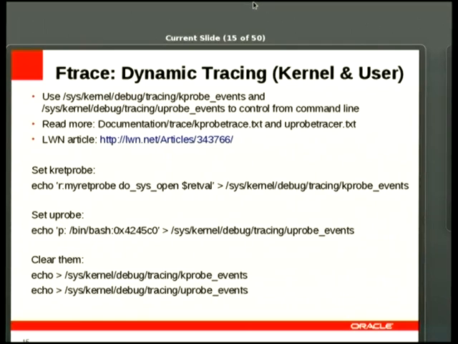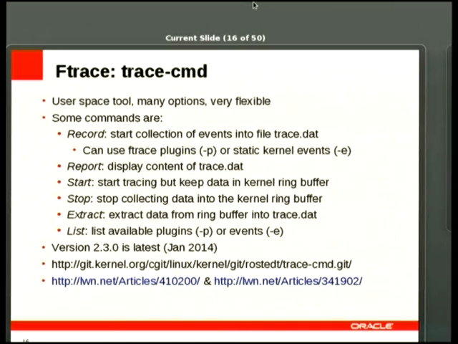You can also do the same for Uprobes. So if you want to put a probe in bash at that particular address, then you can store it into the probe events file, and then ftrace will go and read those files and do whatever it's told to do. And you can clear them by echoing nothing into the files. So pretty straightforward. The challenge, I would think, here for the user is to remember all the options and all the very little finicky syntax.